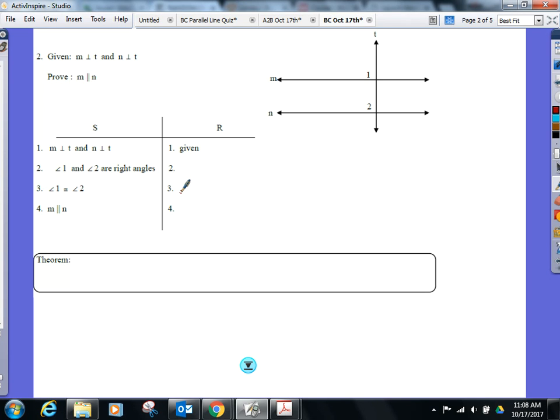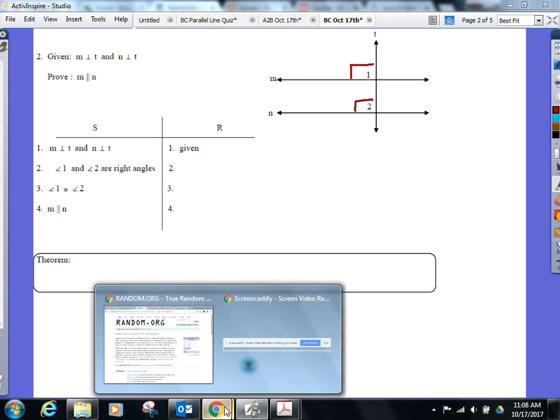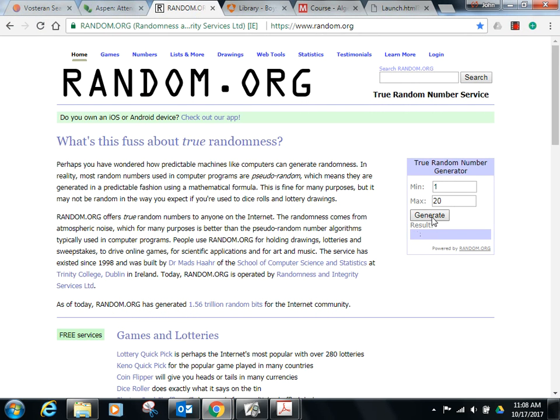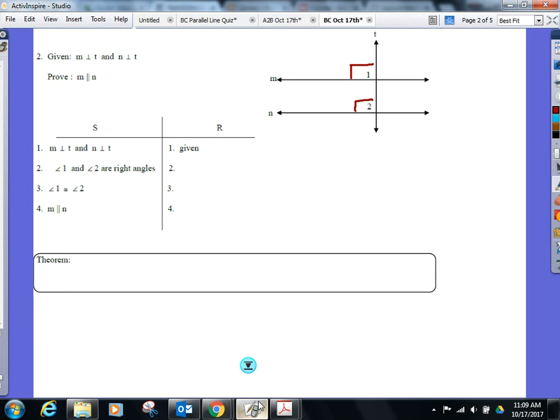Okay, so I know M and T are perpendicular, N and T are perpendicular. So look at your diagram right now. Look where M and T meet. And look where N and T meet. Those are perpendicular to each other. So why are 1 and 2 right angles then? How do I know 1 and 2 are right angles? What told me that? Who's got 7?